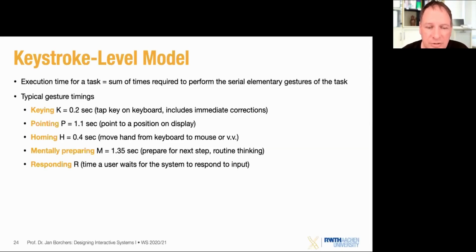Pointing then is pointing to a position on the display with the mouse. It takes a bit more than a second, 1.1 seconds on average, the experiment showed. And homing is an important one. Homing means I move my hands from the keyboard, where I'm currently busy typing, to the mouse to operate it, or I move from the mouse back to the keyboard to do something there, right? So that's changing the input device. It takes 0.4 seconds.